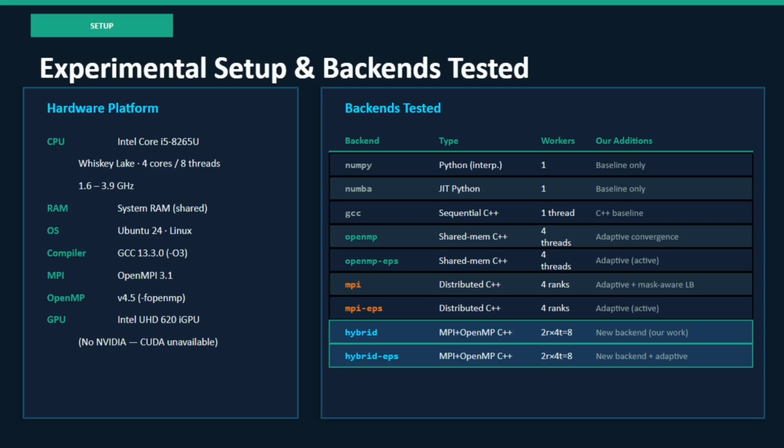In total, we tested 9 backends: NumPy and Numba as Python baselines, sequential GCC as our C++ reference point, then OpenMP and MPI each in 2 variants, with and without adaptive convergence. And finally, the new hybrid MPI plus OpenMP backend we built ourselves, also in 2 variants. The adaptive variants are labeled with the EPS difference. Next slide.